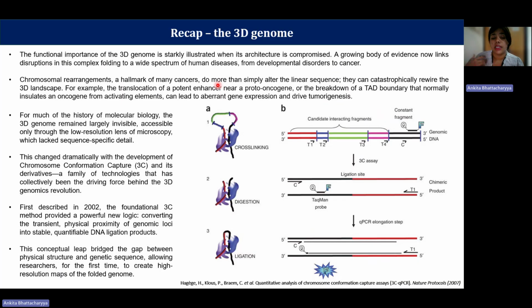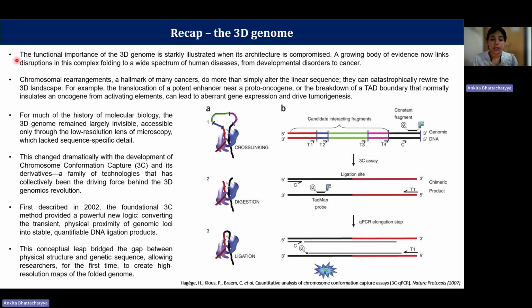The first are developmental diseases. So there can be congenital defects which pop up when there is such dysregulation or irregular behavior, versus cancer, where the onset and the progression of cancer is also many a times driven by this. Chromosomal rearrangements, which are usually a hallmark of cancers in general, do more than just simply alter the linear sequence. Sometimes they can catastrophically rewire the 3D landscape.